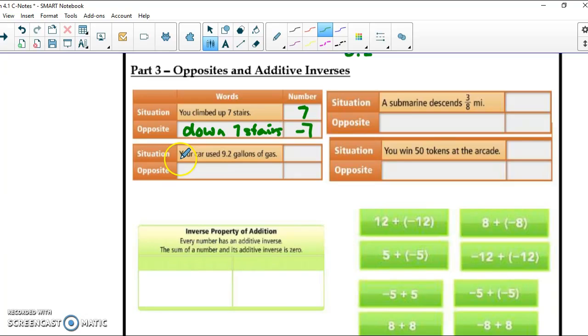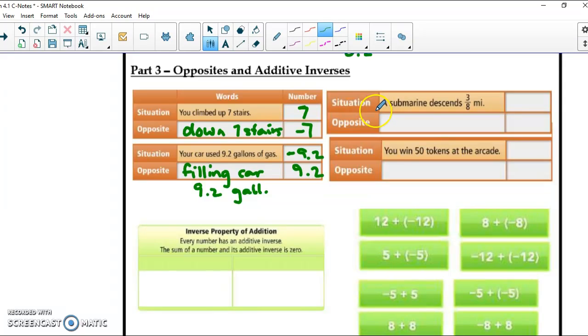Our second situation, you used 9.2 gallons of gas. We used it. We used it up. We no longer have it. It went away. So this would be a -9.2 or -9 2/10. The opposite of this would be filling the car up with gas. So if I fill the car with 9 2/10 gallons, that is like a positive 9 2/10.